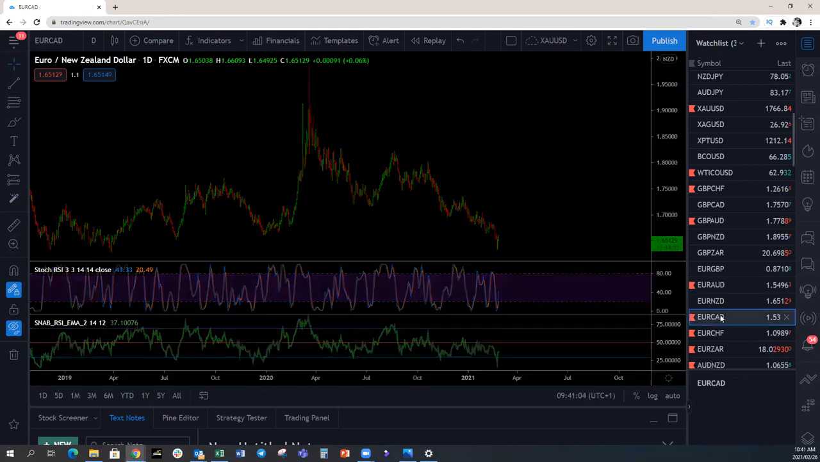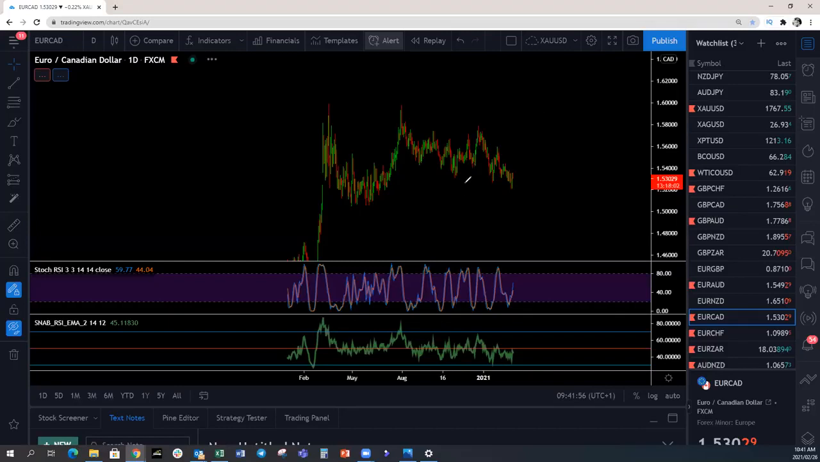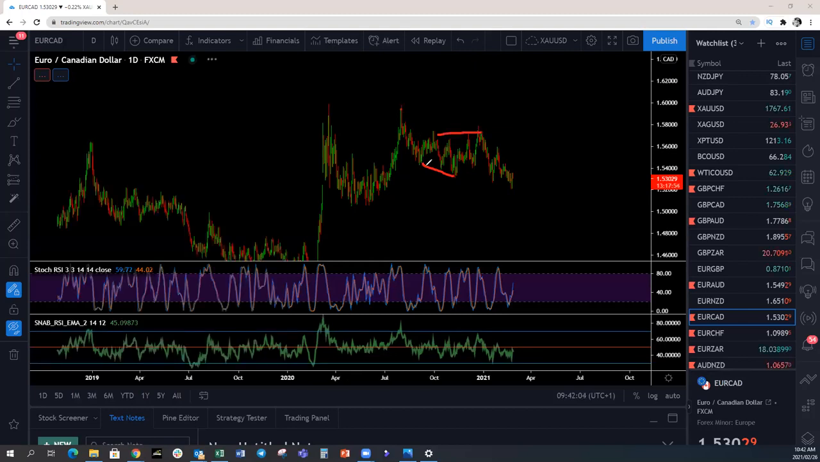Euro CAD. Let's have a look at Euro CAD on the daily. Right, so Euro CAD, this is the structure. 3 waves down, 3 waves up, and 3 waves down. Are we done with these 3 waves? Are we now going to see these on Euro CAD? So we need to see a bit of a bounce here to the upside.